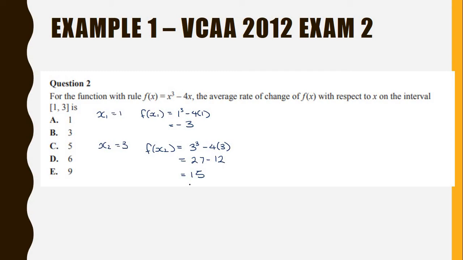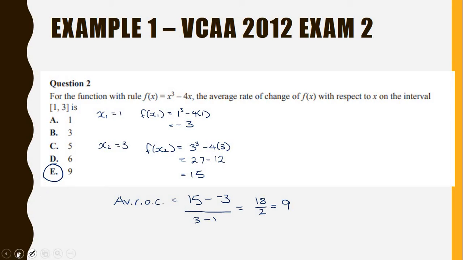So we want to now use that average rate of change formula we just learnt about. So to find the average rate of change, we've got f of x2 minus f of x1, be careful with your signs there, over 3 minus 1, 18 over 2, which will give us an average rate of change of 9.